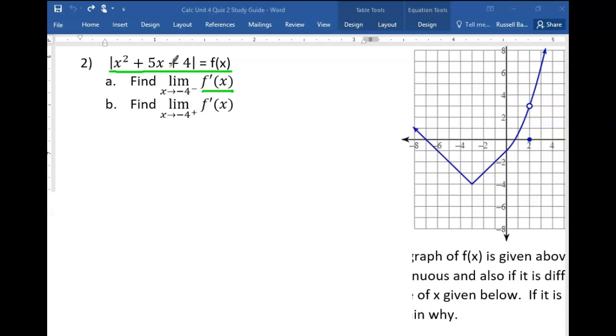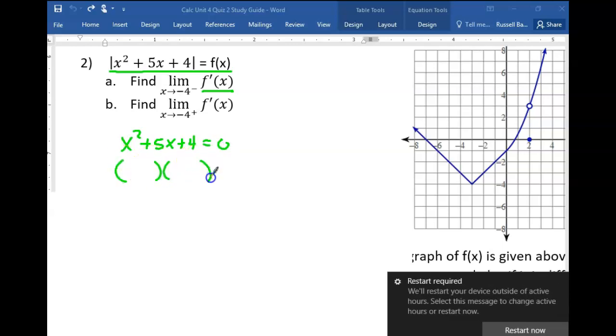So what we learned in class was that we want to change this into a piecewise function. And so the first thing that we do is we take our function and we set it equal to 0 and we solve for x. This piece here is going to give me -1, and this piece here is going to give me -4. So putting this on a number line, -4 goes on the left side, -1 goes on the right side.